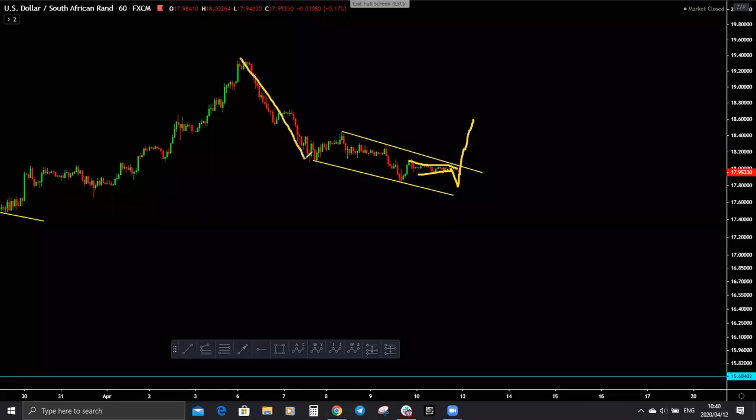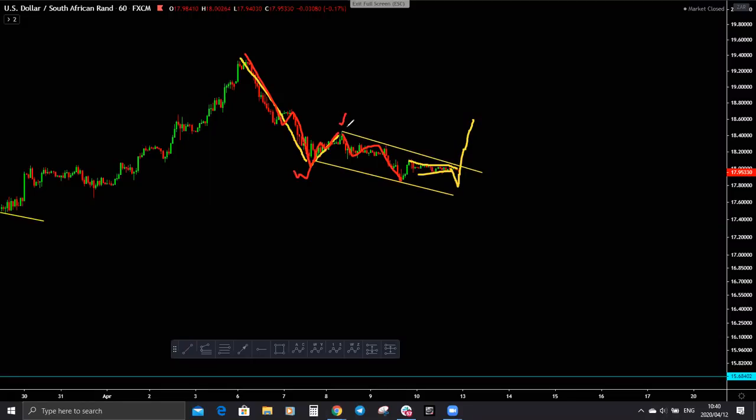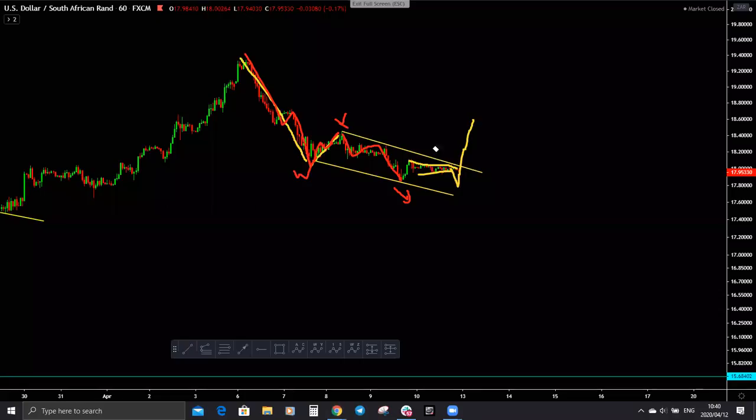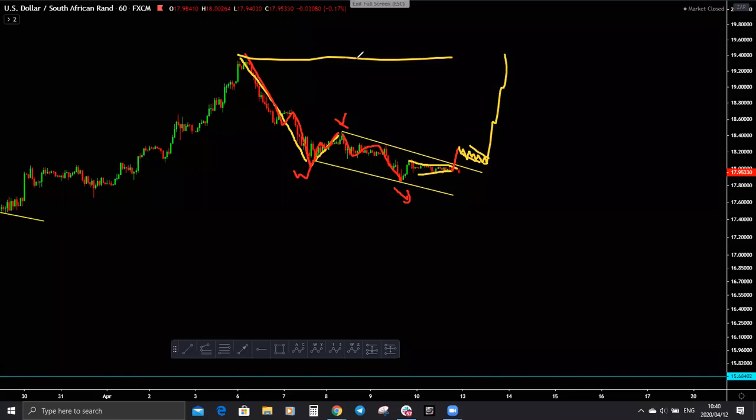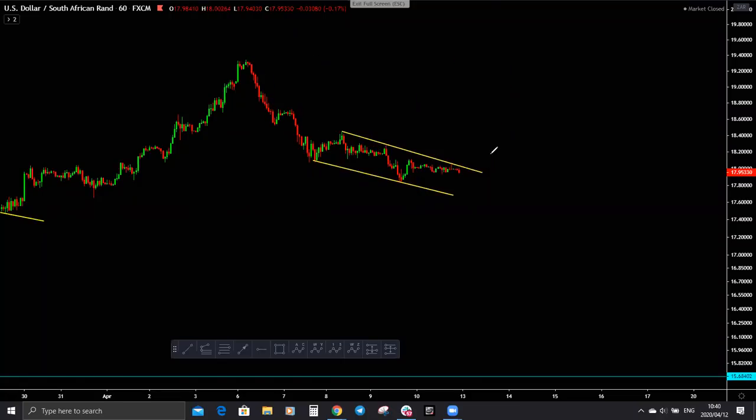Right, so we saw the three waves here. We saw the pullback. This looks like three waves again. 1, 2, 3. So it's W, X, and the Y may have completed here. If that is the case, that means we may see this one making a bit of a move to the upside here and continue lower again. So if this is the end of the corrective structures, we need to get out of that structure and see a correction like that to see this one retest the top again. All right, so that is US dollar against the South African rand.